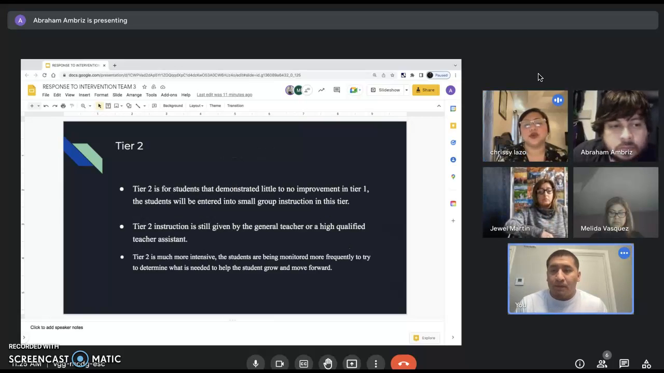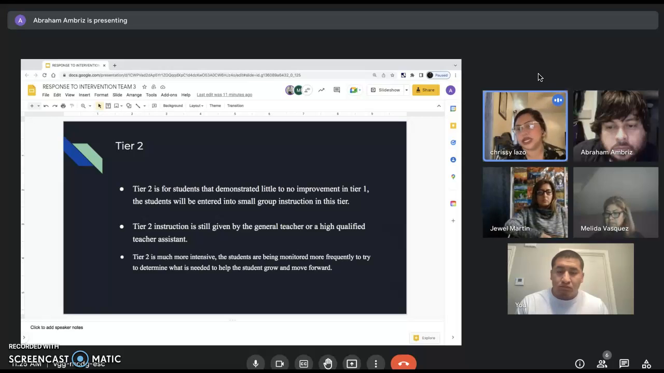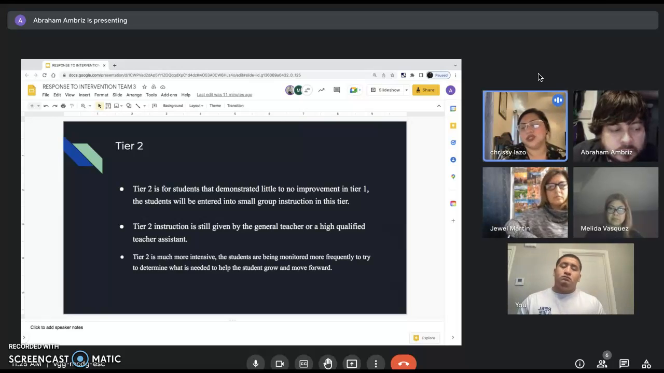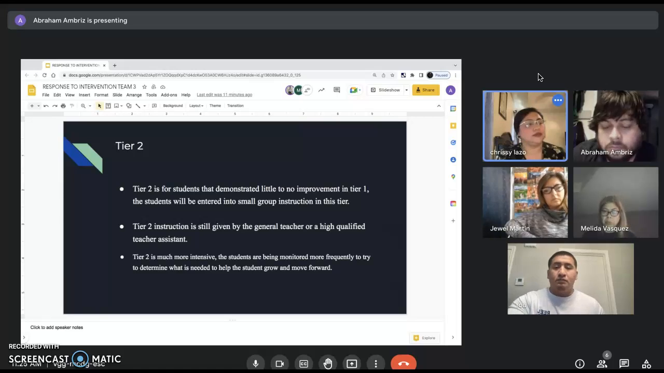Tier 2 is for small groups. These students are usually assessed a little more, and the instruction is a little more intense. It can also be done by a general teacher or a highly qualified assistant. At this point you don't need a specialist, but the instruction is more intensive. They're monitored more frequently, more directly, more one-on-one. And if there is no progress in tier 2, then students are moved to tier 3.